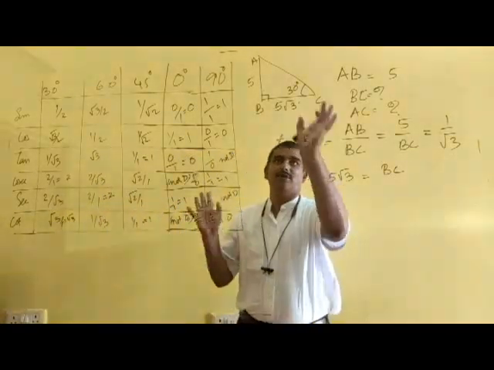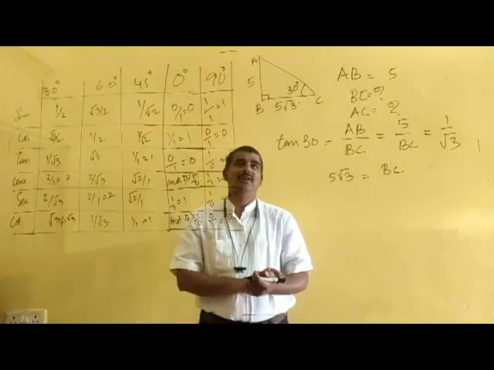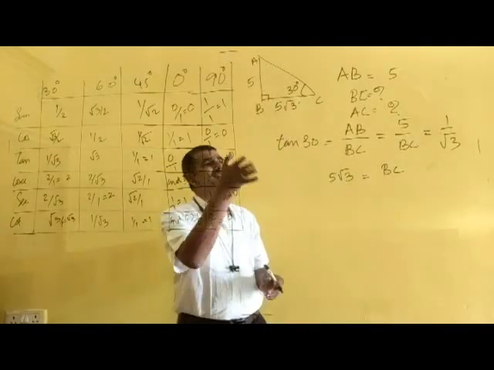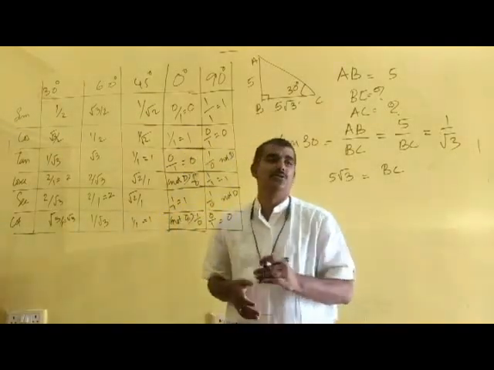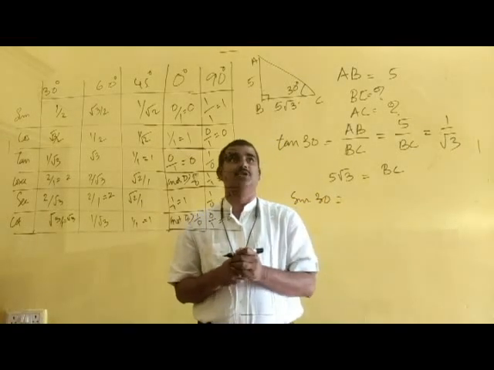Very clear. Now if you want to find AC, you can use the Pythagoras theorem also. Why? AB square plus BC square is equal to AC square. Otherwise, by the use of trigonometry also you can find that answer, that is sin 30 is equal to what?